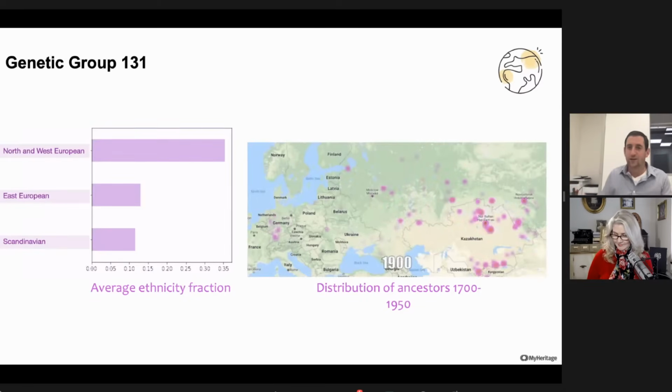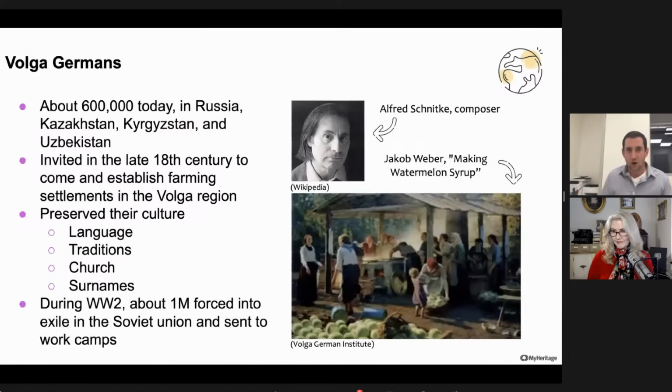And when we looked again at the surnames and all of the information, what is the story that we can tell here? We see that these are a group that we call the Volga Germans. There are about 600,000 of them today still living in Russia, Kazakhstan, Kyrgyzstan. They have their own culture. They keep their own language and traditions, and have very unique surnames. They were invited in the late 18th century to come and establish farming settlements in the Volga region, from Germany to Russia. And during World War II, about 1 million of them were forced into exile in the Soviet Union, and that's how they spread.